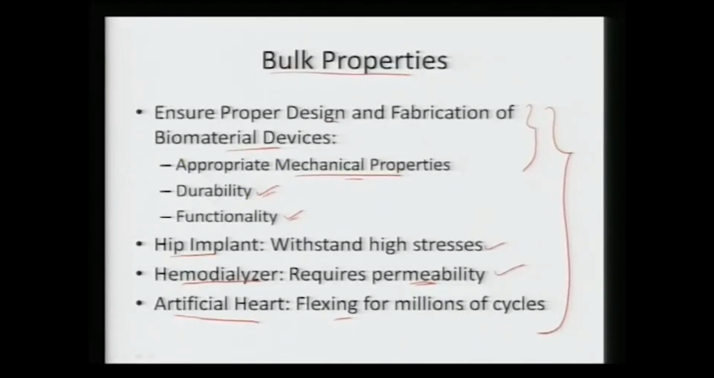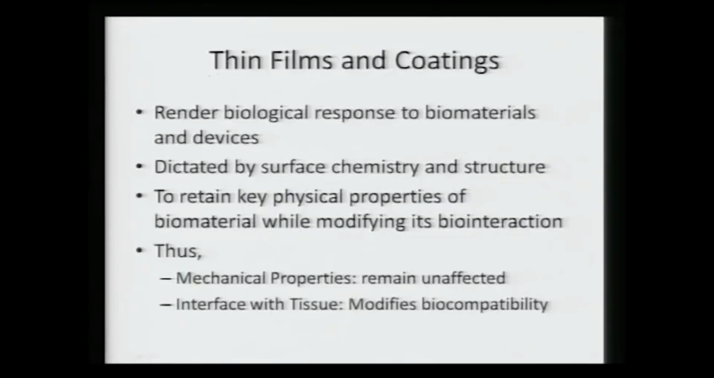So, we can see the bulk properties are dictated by the functionality or the properties of the bulk material itself. But once it has to interface with the biological environment, it has to be incorporated with a certain surface layer, so that the overall bulk properties are maintained, while at the same time we enhance the interaction of this particular device with the surrounding material. That is the critical reason that we require thin films and coatings. Thin films and coatings can render biological response to biomaterials and devices while maintaining the mechanical properties and functionality of the device which has now been placed into the body.